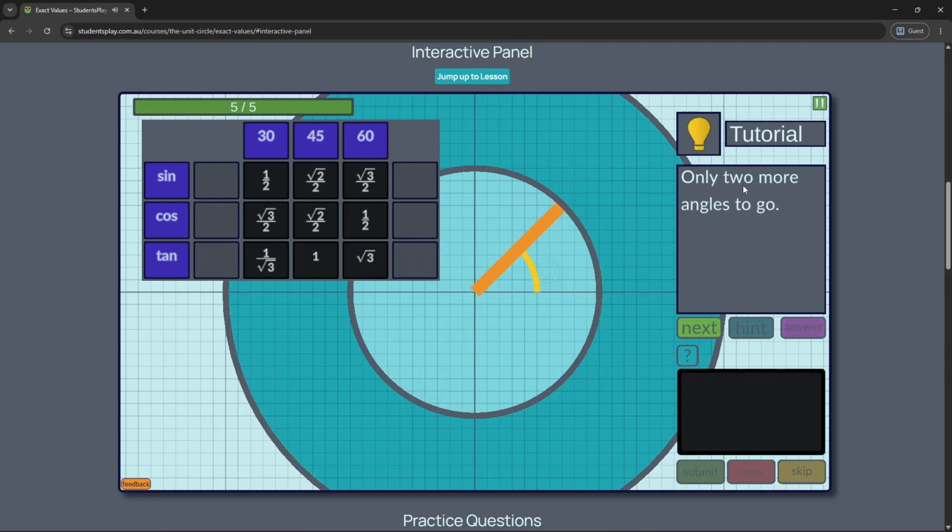Okay, only 2 more angles to go. Next one is 0 degrees. Okay. Think of 0 degrees like this.